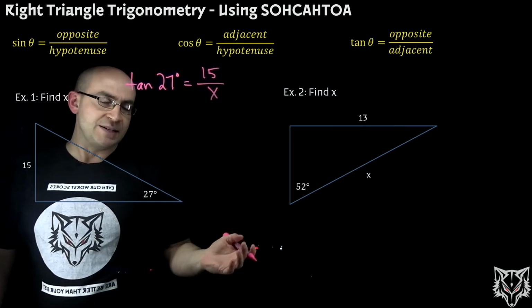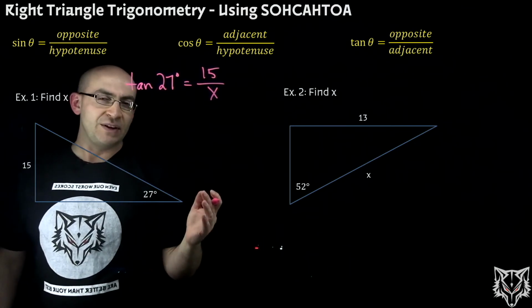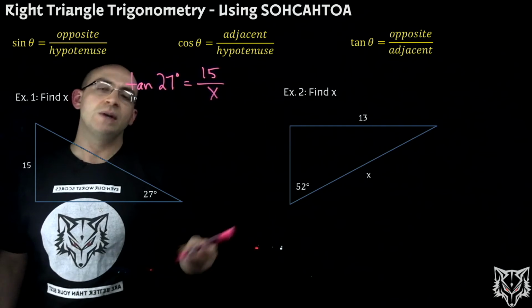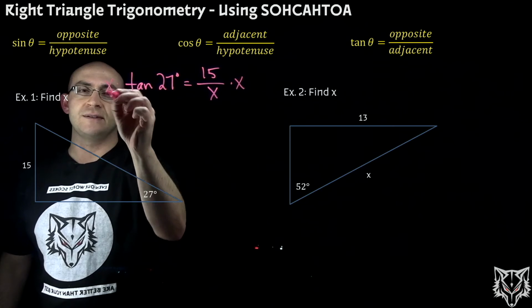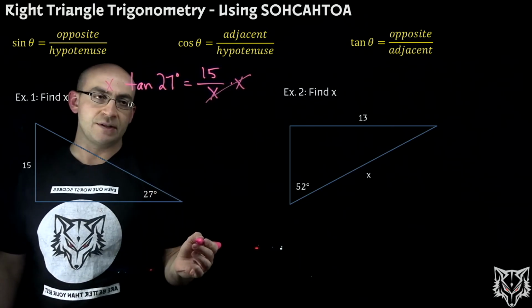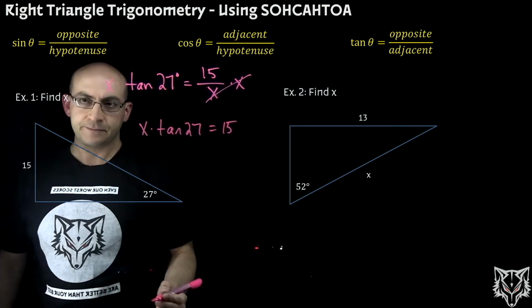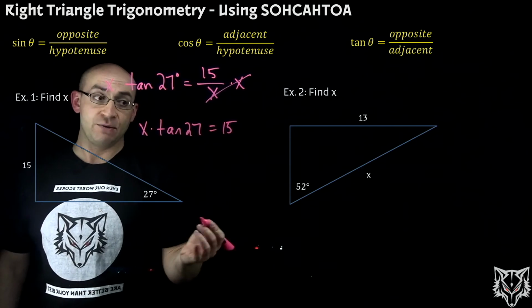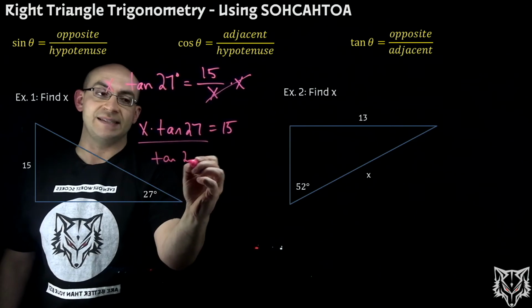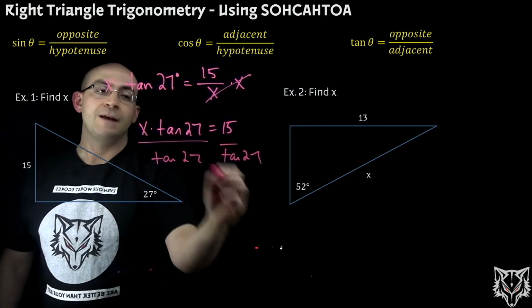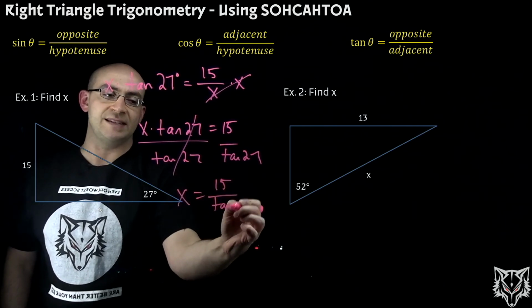Now, algebraically speaking, as long as we have an equation and we have one variable, we don't have to do anything silly to solve it. We can just use algebra to solve it. So let's go ahead and do that. I've got to get rid of my denominator, so I'm going to multiply by that denominator on both sides. That cancels my denominators, and I'm going to be left with x times tan 27 equals 15. Well, tan 27 is a value just like 15 and just like x. If I'm trying to isolate x, I'm going to divide by tan 27 on both sides, which cancels the tan 27s, and I'm left with x equals 15 over tan 27.